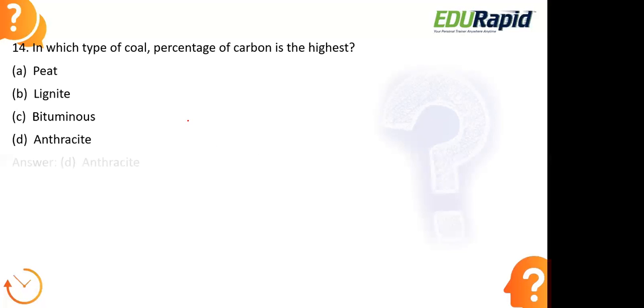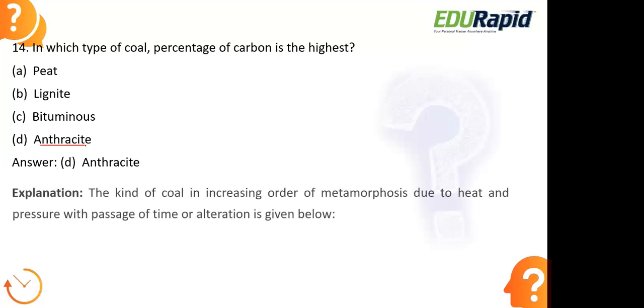Okay, let us look at the right answer here. The right answer is anthracite. In anthracite, there will be a higher percentage of carbon. It is one kind of coal, in increasing order of metamorphosis during the complete transition from one state to another. So the highest percentage of carbon is found in anthracite.